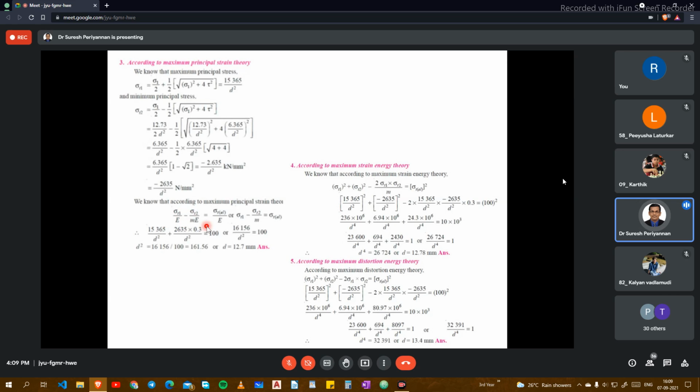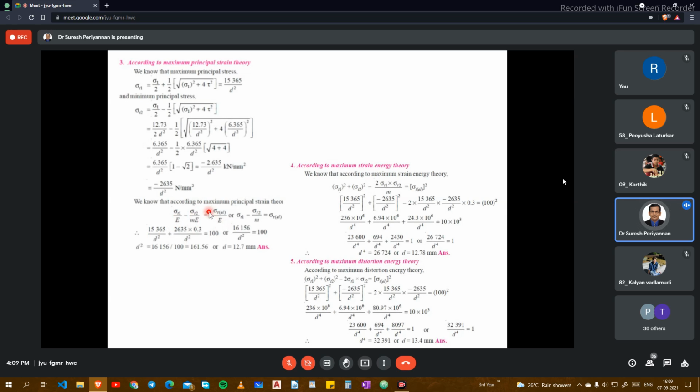Wherever we are playing with the strain theory, the Poisson ratio concept must be there, Poisson ratio effect. Hence, we are using 1 by mu. Now you substitute the values. The left-hand side is our component design: sigma 1 divided by E minus sigma 2 divided by E into mu is equal to the standard value.